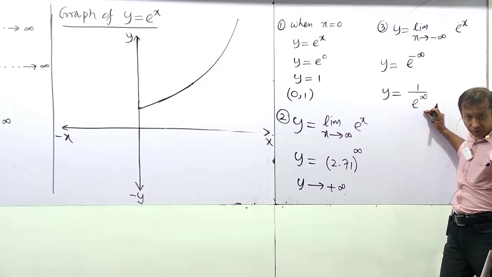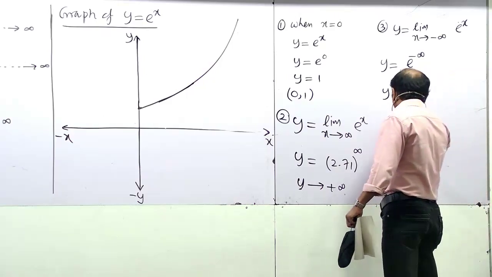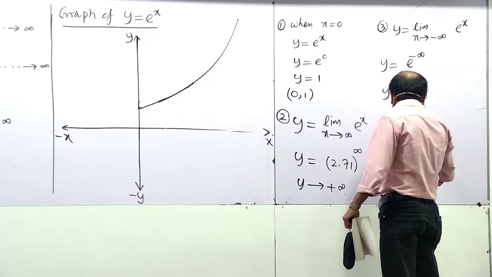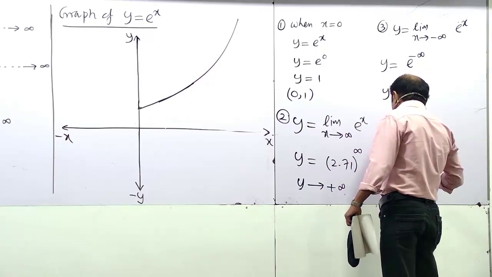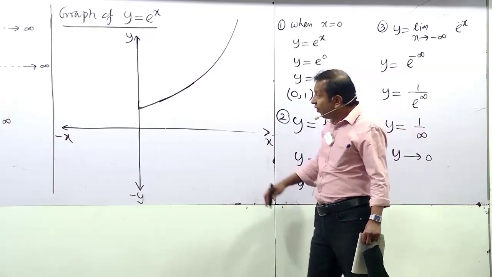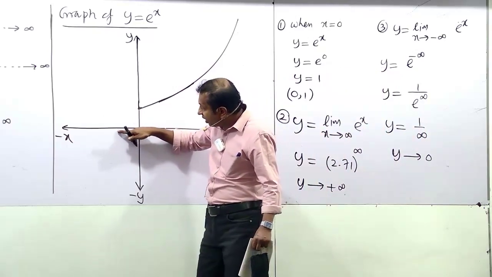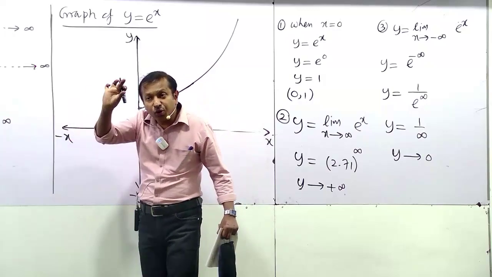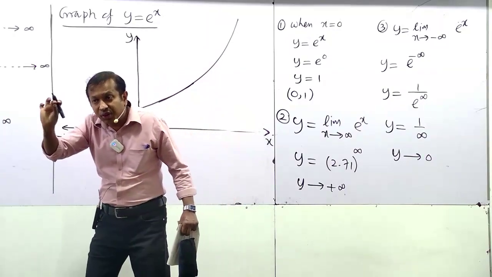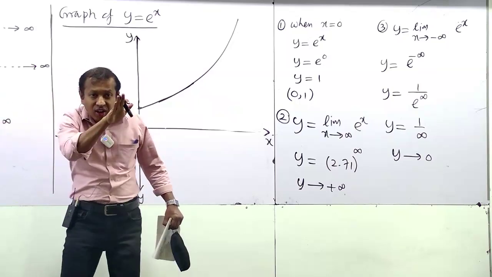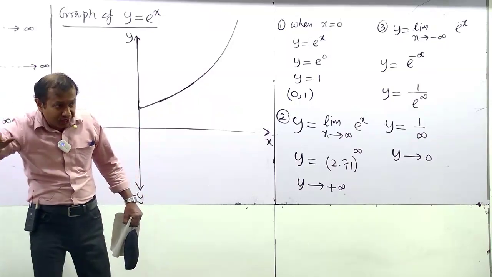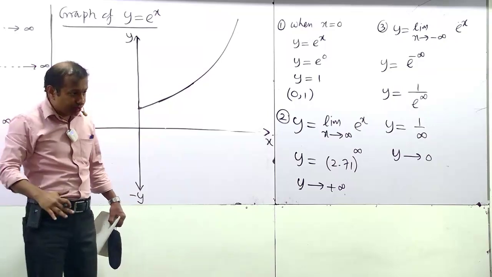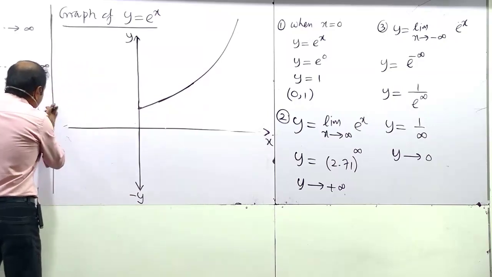Understand? Correct. This is now 1 over infinity, and 1 over infinity means y goes to 0. That means, when we go along the x-axis in the negative direction to this end, the y value of the graph is going to 0. That means the graph is coming closer to the negative x-axis. Only then does y become 0. Understand? So therefore, the graph of y equals e^x is this.